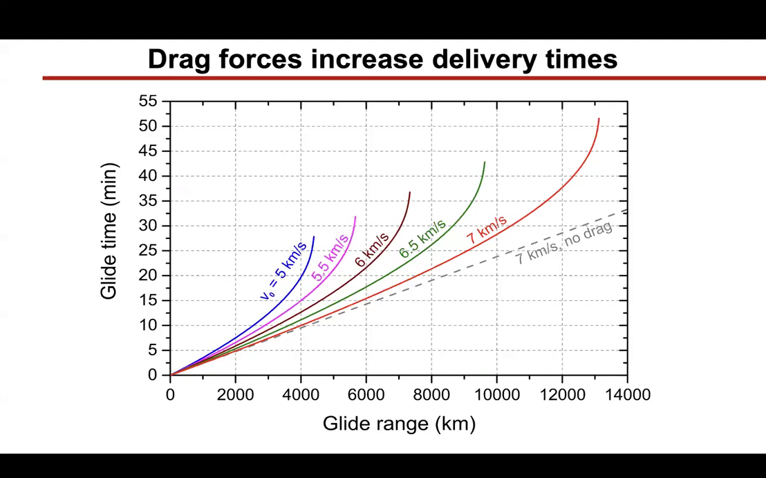And so the gap between the gray line and the colored line shows you the additional time that it takes you to fly a certain distance because of the effects of drag. And what we see here is that that can be pretty substantial. So if you start with something like a 20-minute glide time and then you add 5 minutes, 8 minutes to that, it's a pretty substantial penalty that you're encountering because you chose to field and use a hypersonic glide system rather than something like a ballistic missile that flies primarily through the vacuum of outer space outside of Earth's atmosphere.